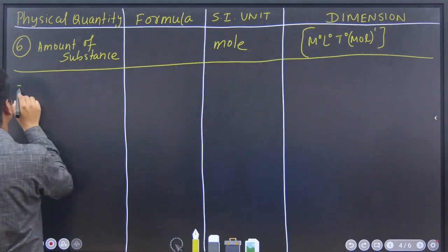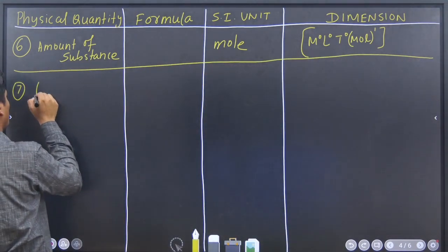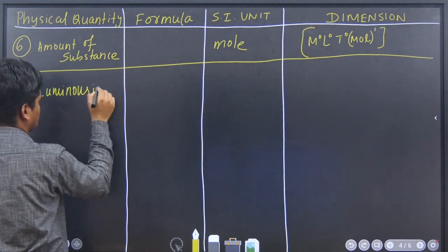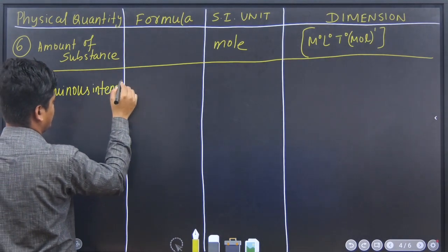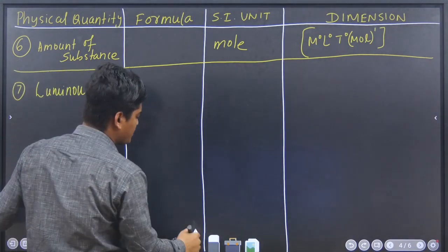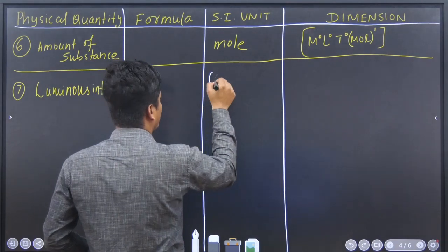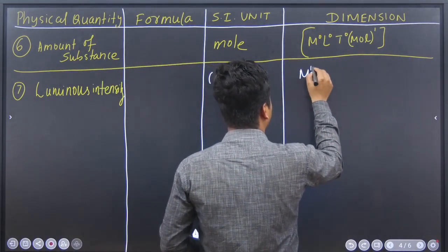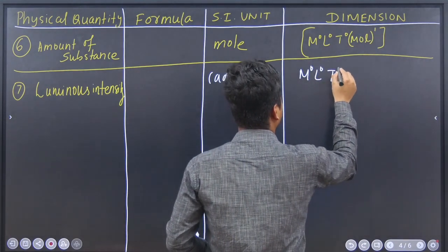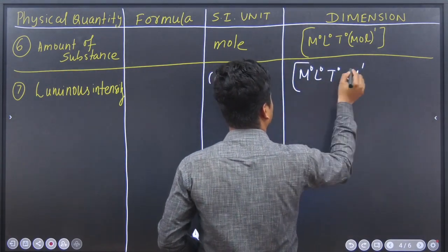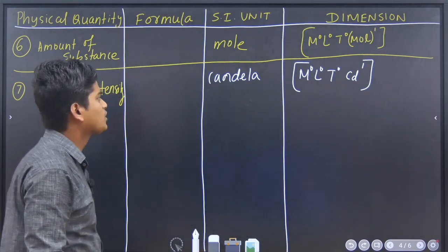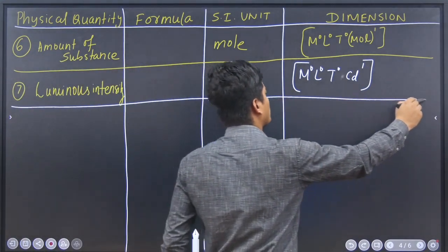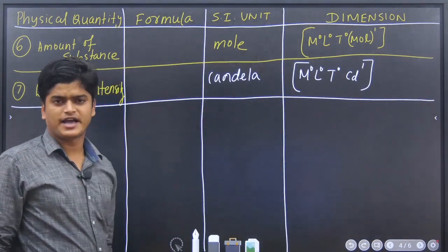Now the next quantity, 7th one, that is your luminous intensity. Its unit basically what? Its unit is candela. So you can write here candela unit, and here the same thing you can write M0 L0 T0 candela to the power 1. Okay. Now we understand what is fundamental quantity dimensions. These all are called basically dimensions.